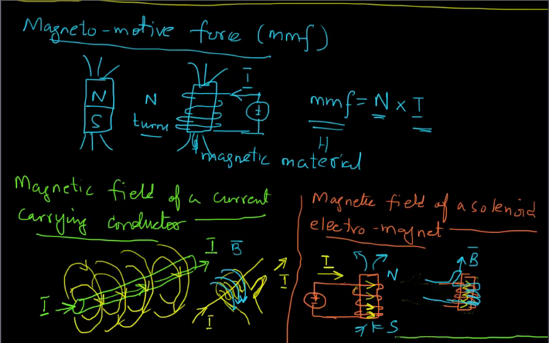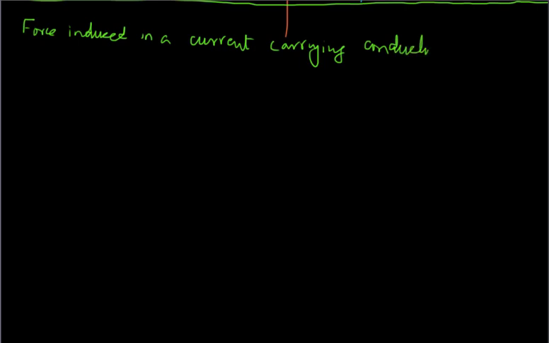The next idea in this prerequisites revision is, let me put the idea first. The idea is the force induced in a current carrying conductor inside a magnetic field. And I would need to draw a really nice diagram for this. Let me quickly draw it. I'm going to be vocal while drawing.